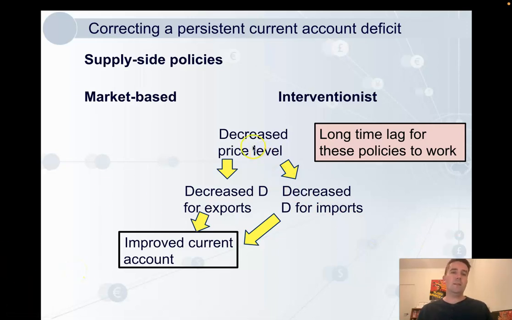Okay, so we get that decreased price level and we see what that does to exports, what it does to imports, and it improves the current account balance. The main drawback of these supply side policies is there is a long time before these work. They gradually just cause lower inflation in the long term, so it takes a while for our prices to actually be lower than those of our trading partners. So that's going to make it take longer as well.